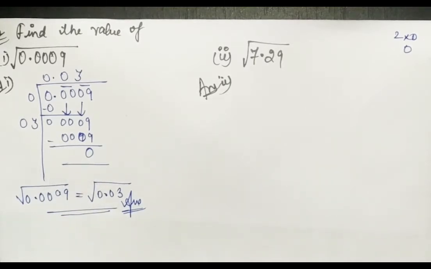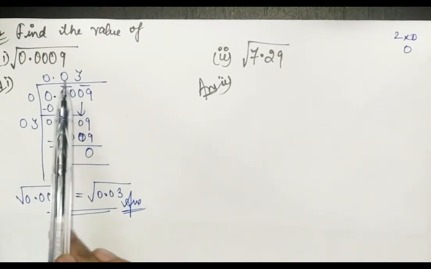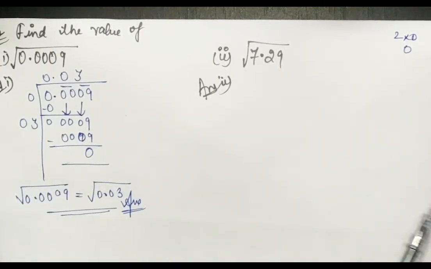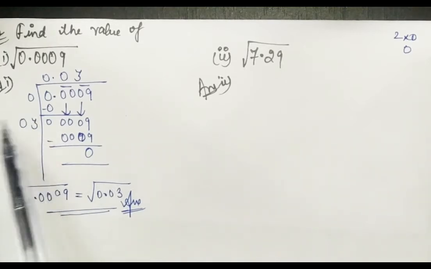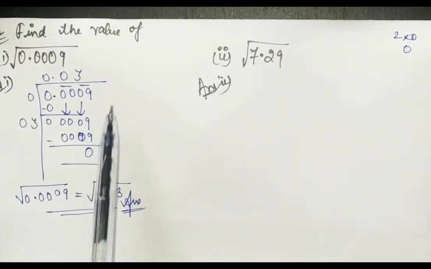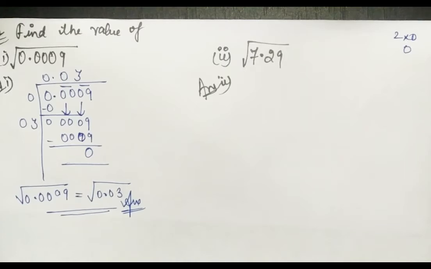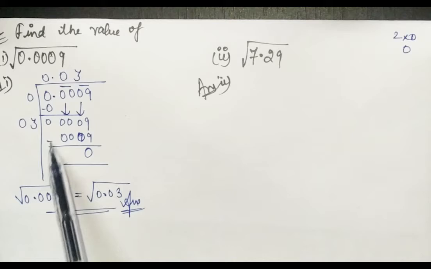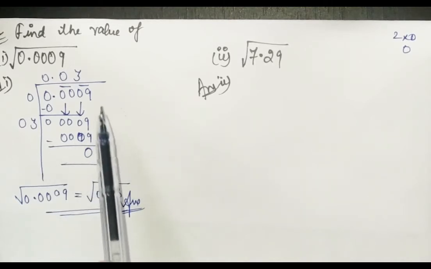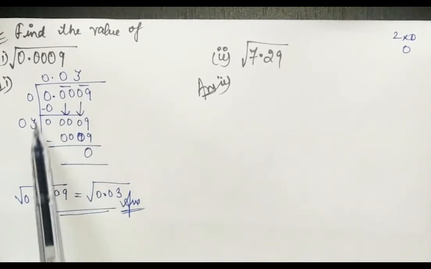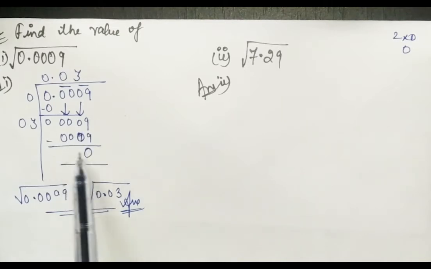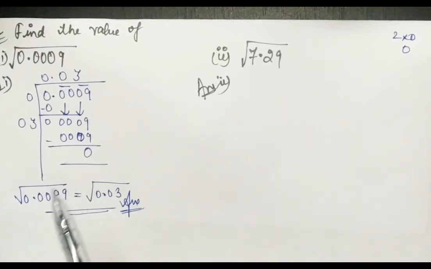So you all know that you have to do the double of 0 here. 2 into 0 is 0 only, not double 0. So we have just put 0 here, and then you all know that 0 0 will not be divisible by anything. So we have just written 0 here, and then we subtracted that, and then we put 3 here also, so that 3 times 3 is 9, and the square root of 9 is 3. So 0.03 is the answer for this particular part.